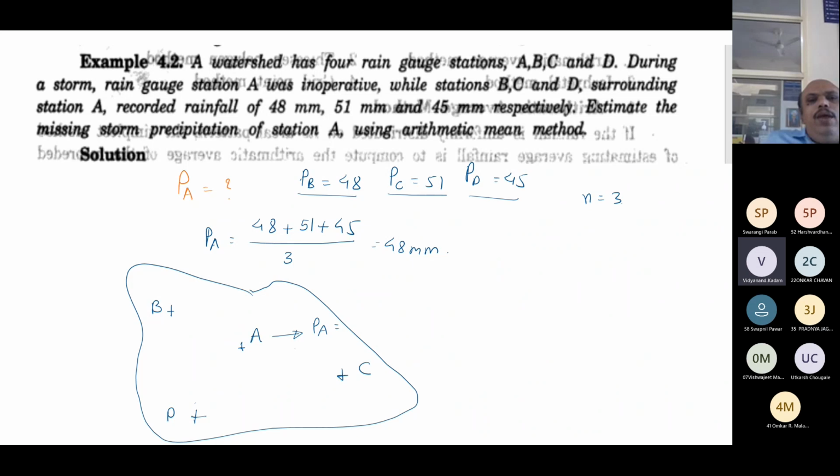Rain gauge station A was inoperative. It is given that there are 4 rain gauge stations, and out of that one rain gauge station A was inoperative. While stations B, C, D surrounding station A recorded rainfall of 48 mm, 51 mm and 45 mm respectively. Estimate the missing storm precipitation of station A using arithmetic mean method. So here what we have to calculate, we have to find out PA. Okay, PA is required answer.